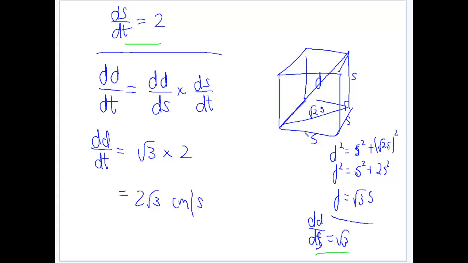So as s is increasing, and s increases at a constant rate, so should the diagonal, because it's only a length as well. So that's where we get root 3 times 2, which gives us 2 root 3 centimetres per second.